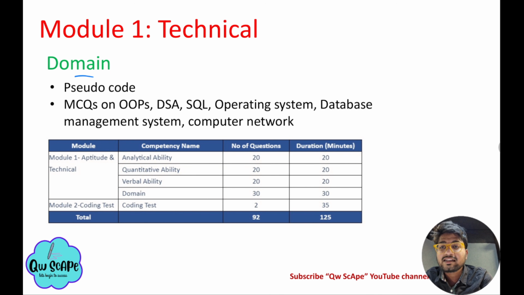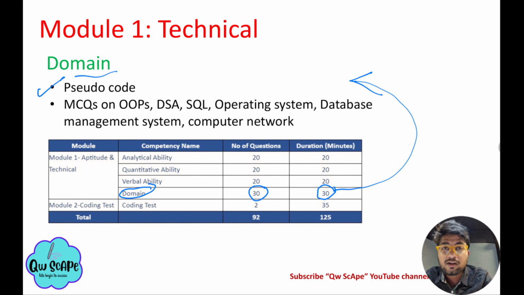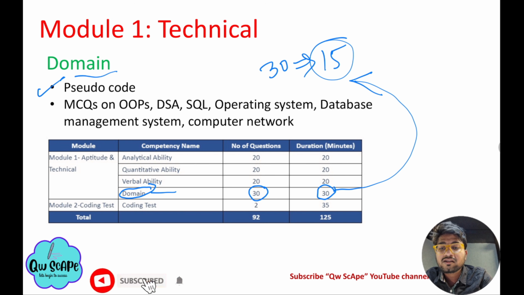Now let's move forward with technical module 1, okay. What they can ask is the domain. So as you can see here, domain is there, okay. 30 questions they will be asking and 30 minutes they are going to give. What will the 30 questions be based on? The first one is pseudocode. Pseudocode is very important. So many questions you will get from the pseudocode alone. There are 30 questions, so nearly 15 questions you will get from the pseudocode in the domain based module.